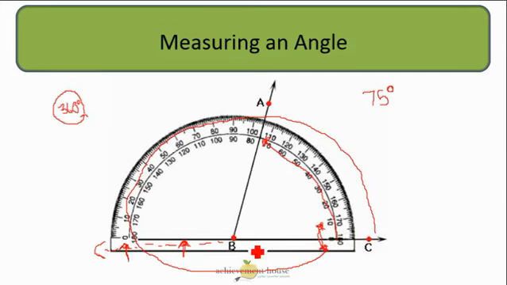What we're saying when we measure this angle, angle ABC, is that if I was to take ray BC right here, and I was to rotate it about the point B 75 degrees, then ray BC would be on top of ray BA.